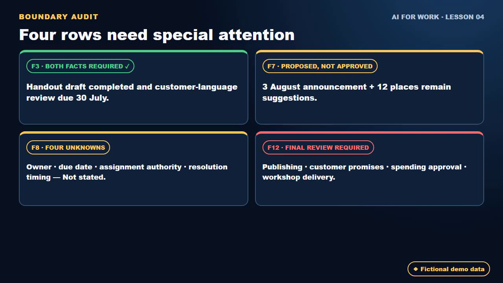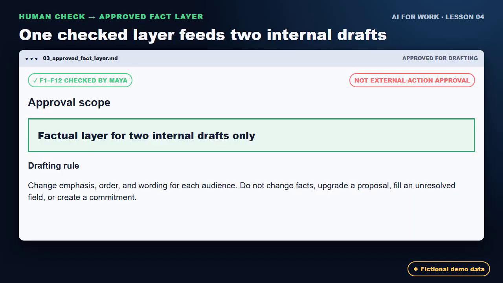F12 allows internal drafts, but publishing, customer promises, spending approval, and workshop delivery all require Maya's final review. After Maya checks every row, the candidate table becomes the approved fact layer for 2 internal drafts. It does not settle the venue or local requirements, approve the proposal, or authorize external action. Draft from this layer instead of repeatedly reinterpreting the raw notes.